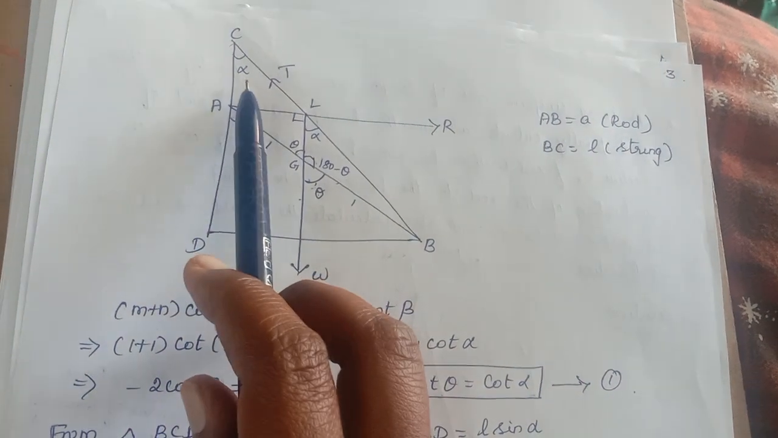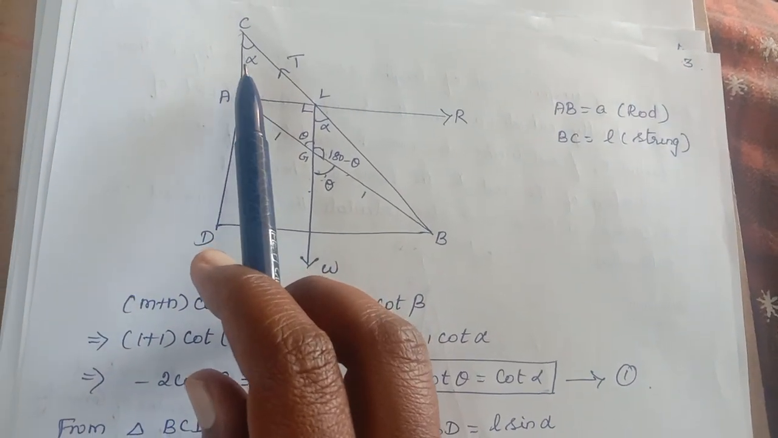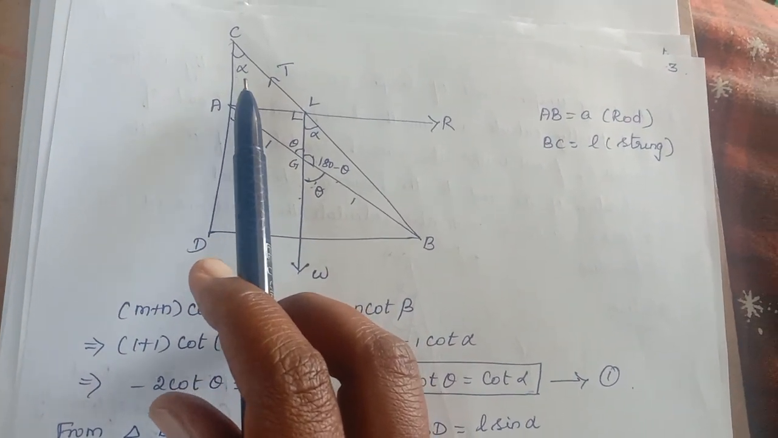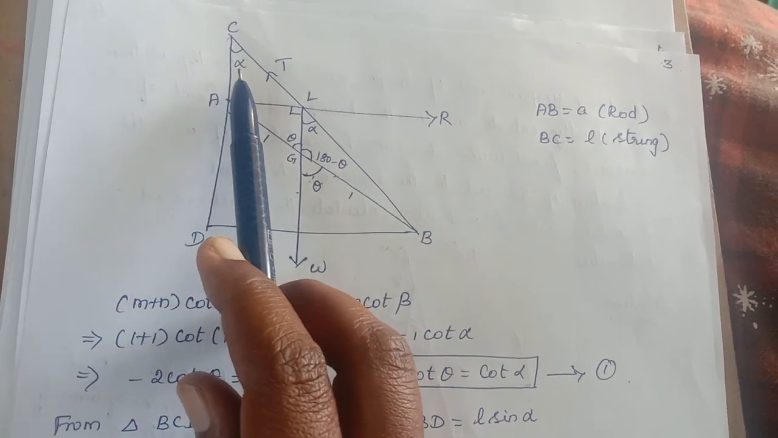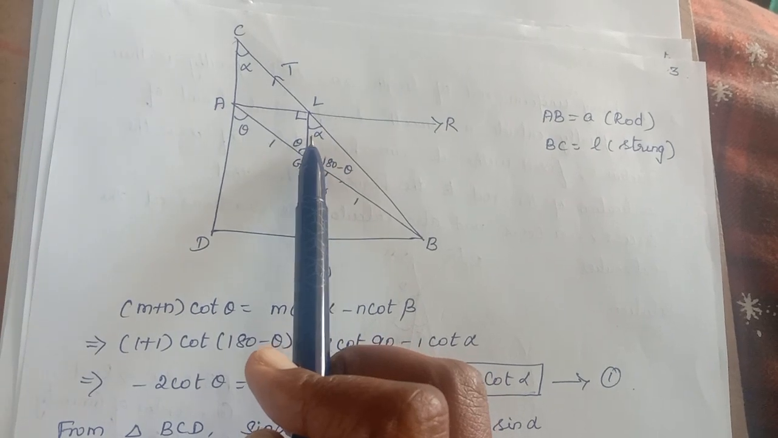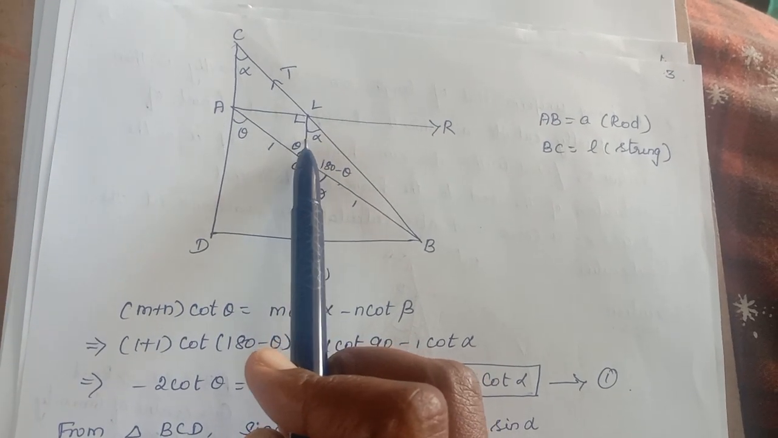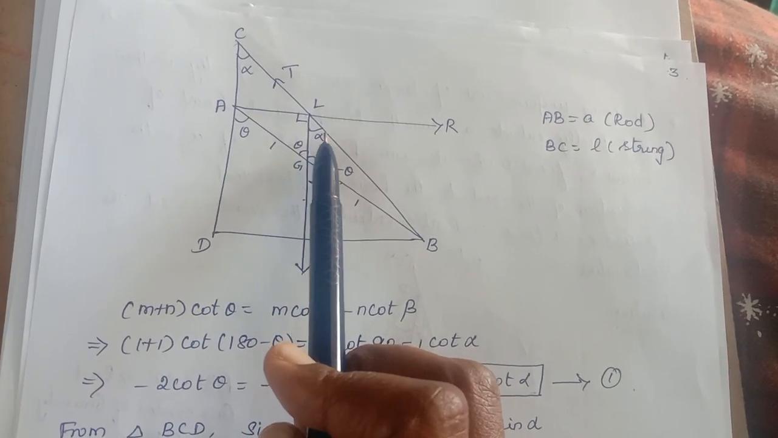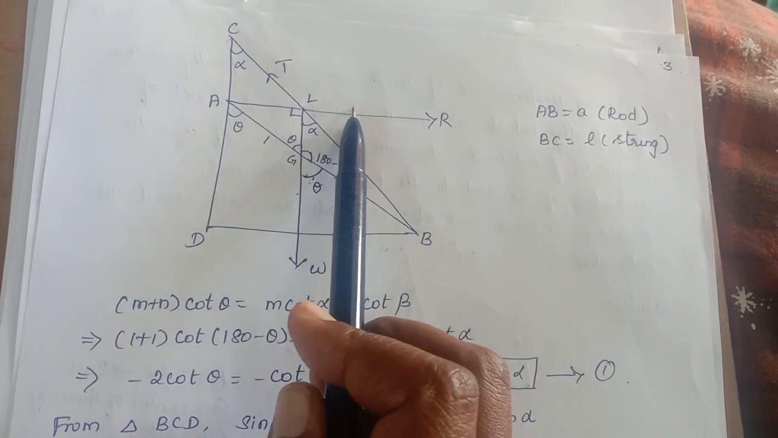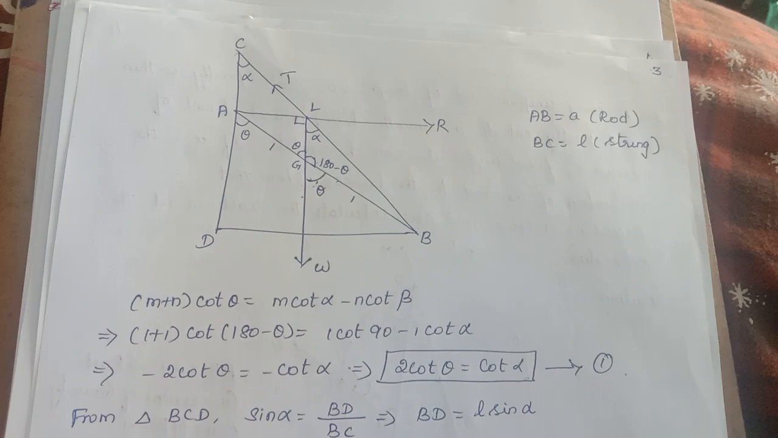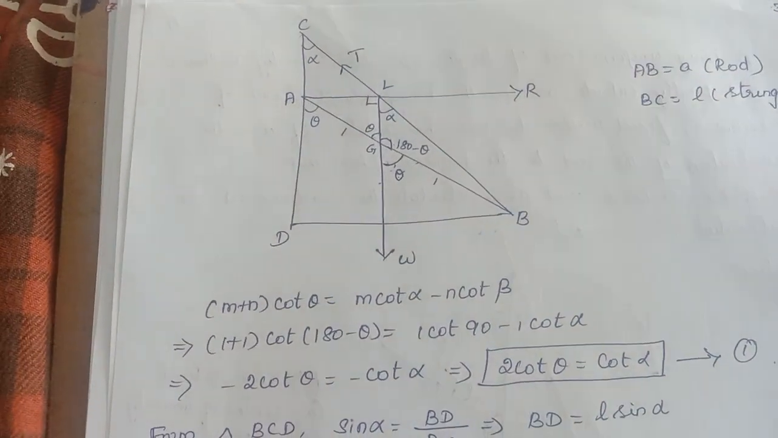Next one, this is alpha. For calculation purpose, I have taken the angle made by the string with the vertical line as alpha. So here also the same, because this is also the angle between the vertical line and the string. So this will also be alpha, and this will be 90 degrees because this is a horizontal line and this is a vertical line. So what is the concept I have used here?